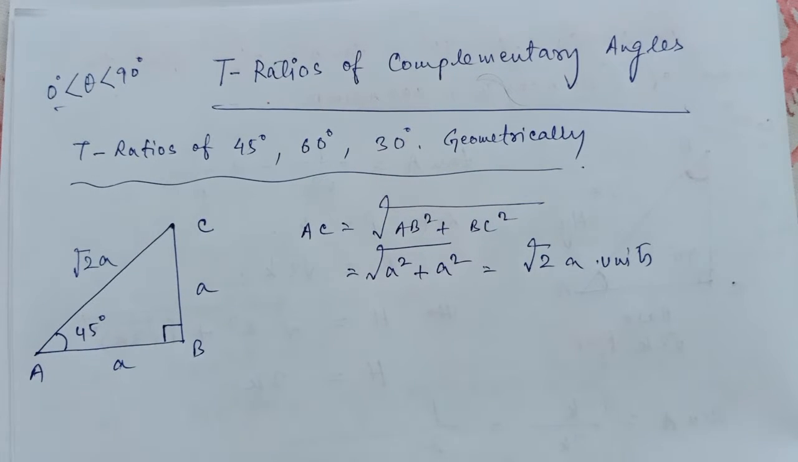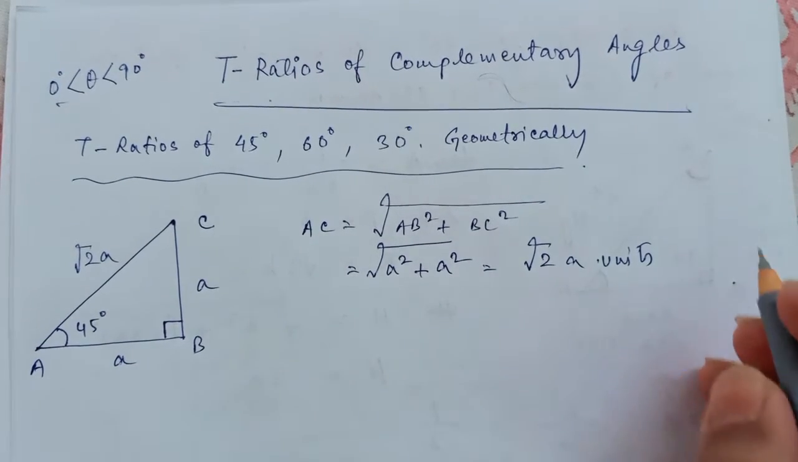So in this video we will be learning about the trigonometric ratios of complementary angles. Okay, so by the definition of complementary angles we know that any two angles are said to be complementary when their summation is 90, right?